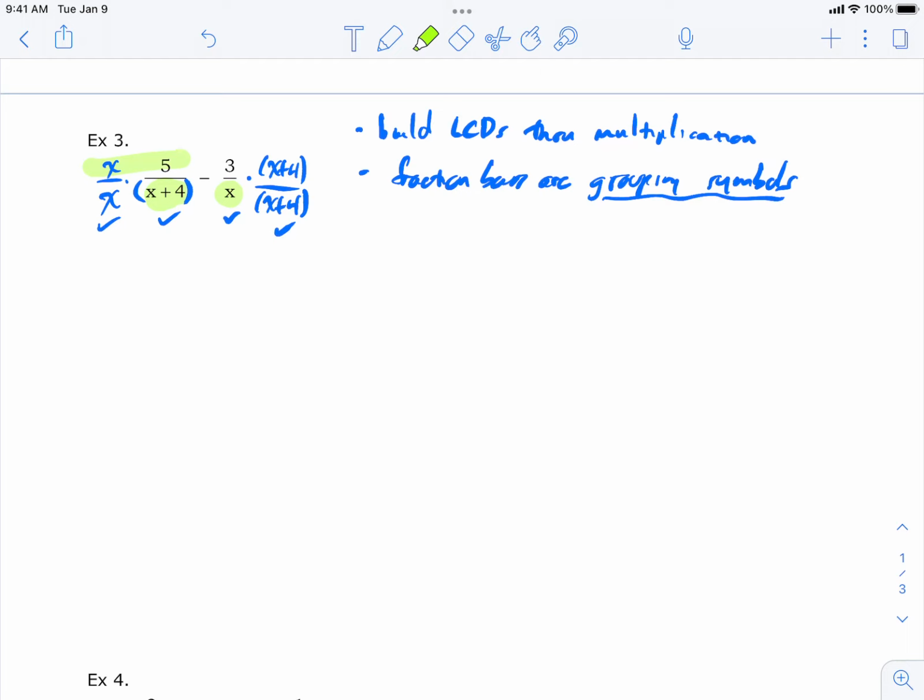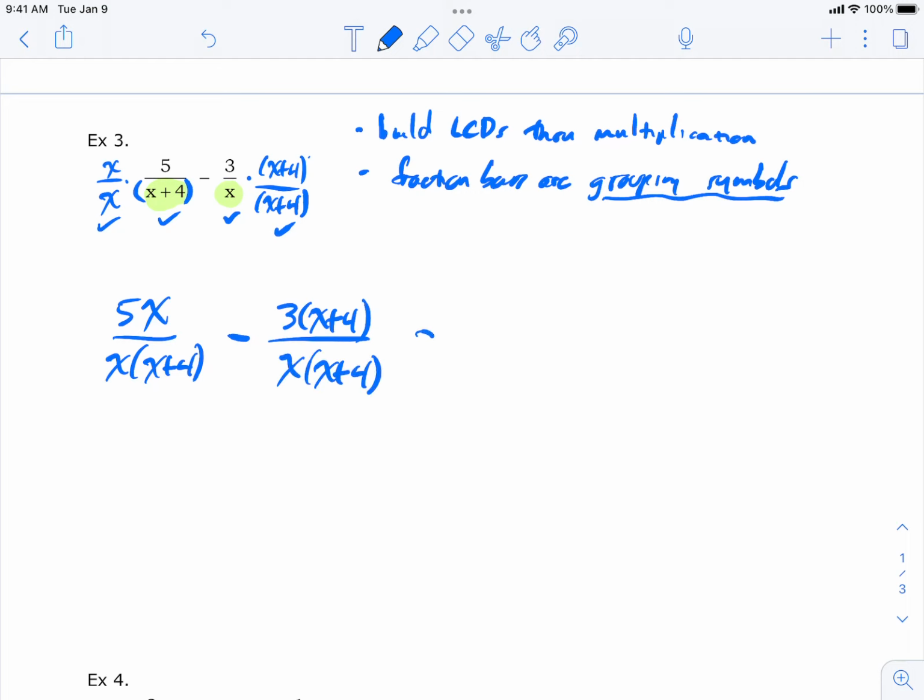So across the top I've got a 5x over x plus 4, minus 3 times x plus 4 over an x plus 4. Notice my denominators are the same now. That's what's good. My denominators are the same. I could just carry that one across.